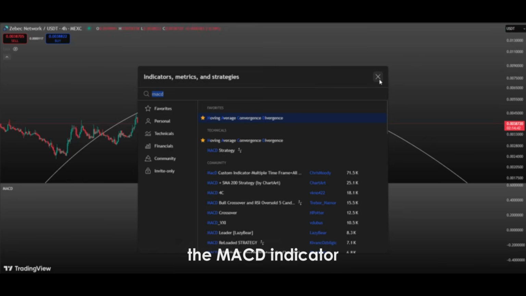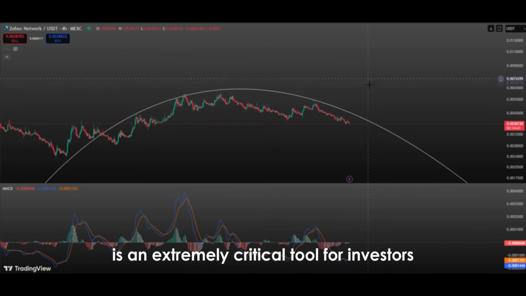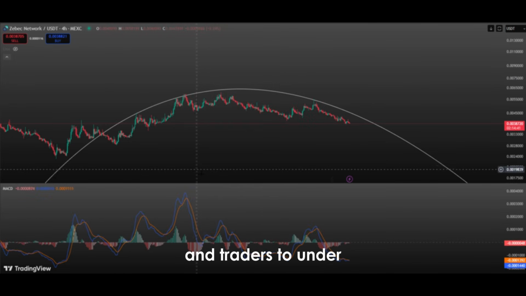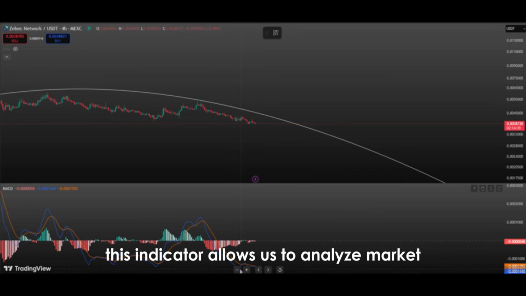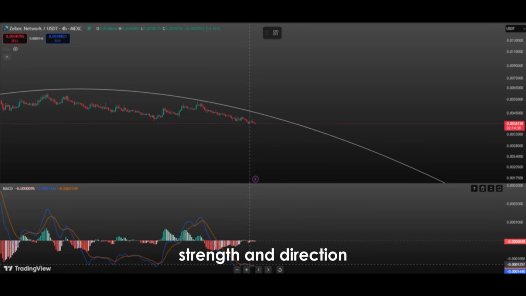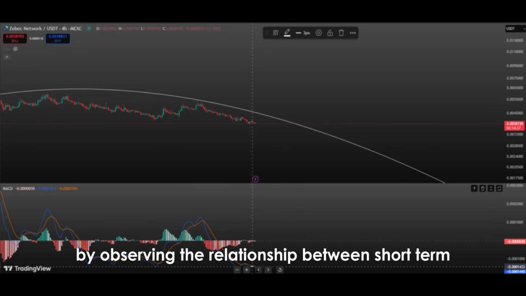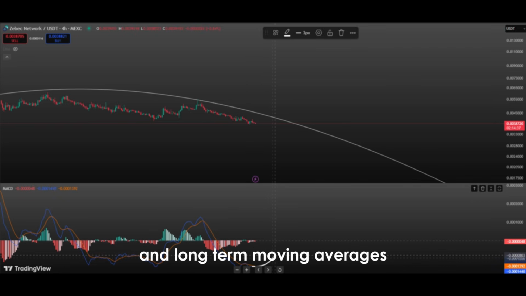Stay tuned. The MACD indicator is an extremely critical tool for investors and traders to understand price momentum, trend direction, and potential reversal points. This indicator allows us to analyze market strength and direction by observing the relationship between short-term and long-term moving averages.